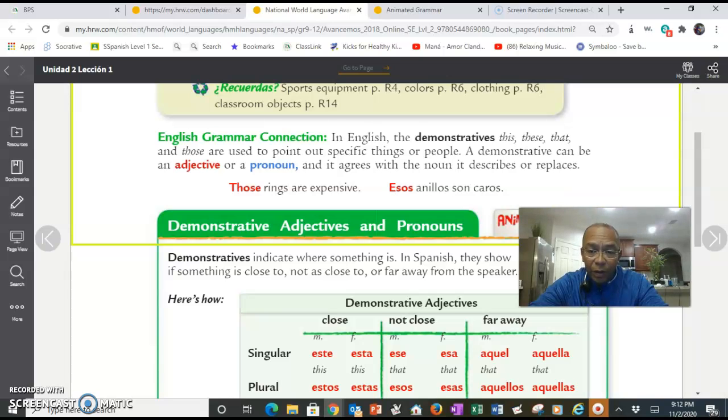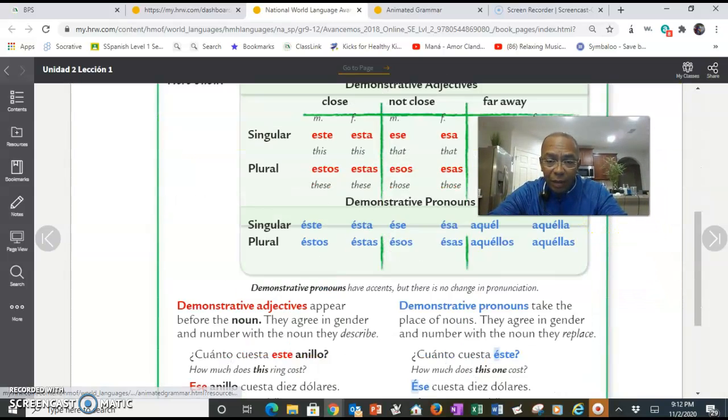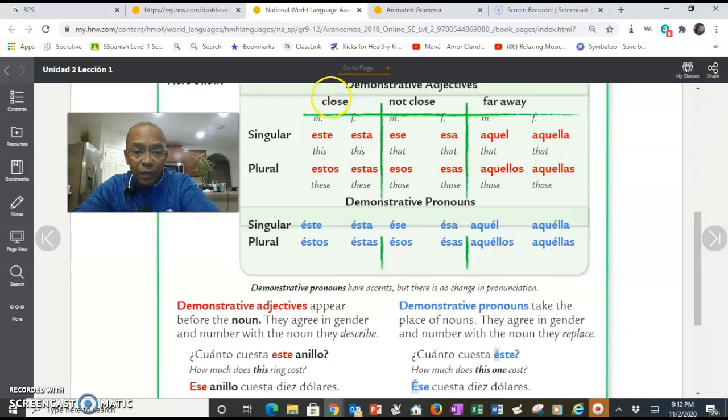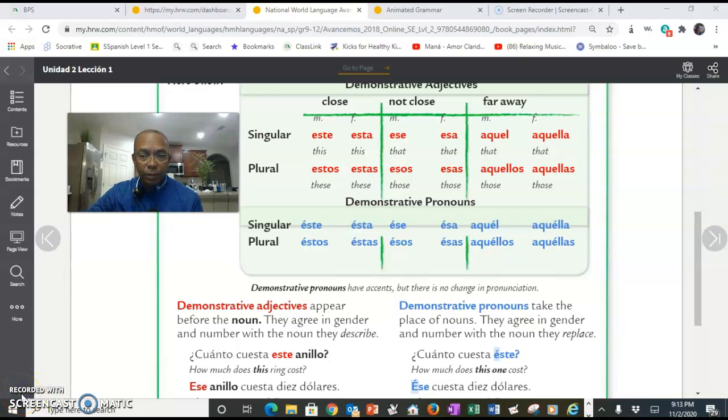So here you can see all the demonstrative adjectives, okay, and their translation. If you are referring to things that are close to you, you say este for masculine nouns or esta for feminine nouns. Now that's if you are actually touching it. You're actually touching the noun that you're talking about. Por ejemplo, este libro, o esta banana.